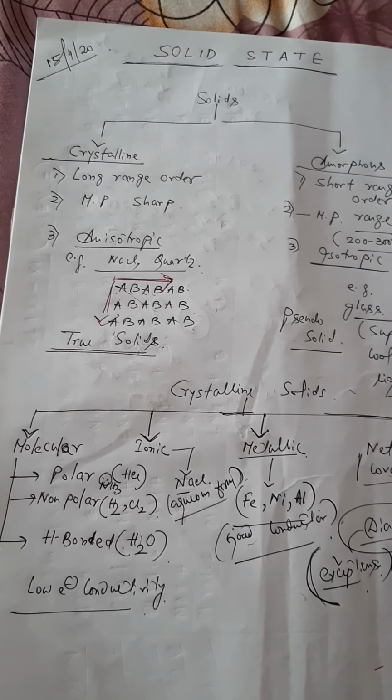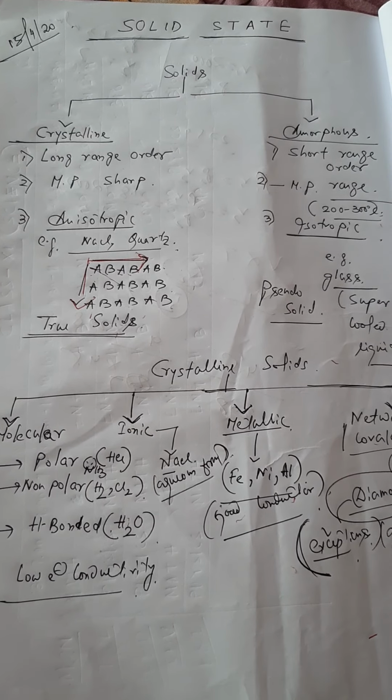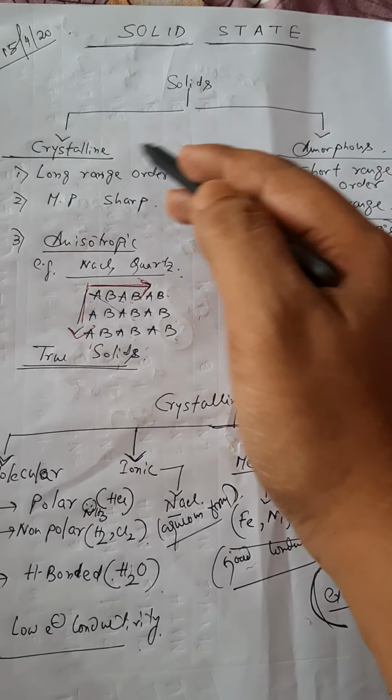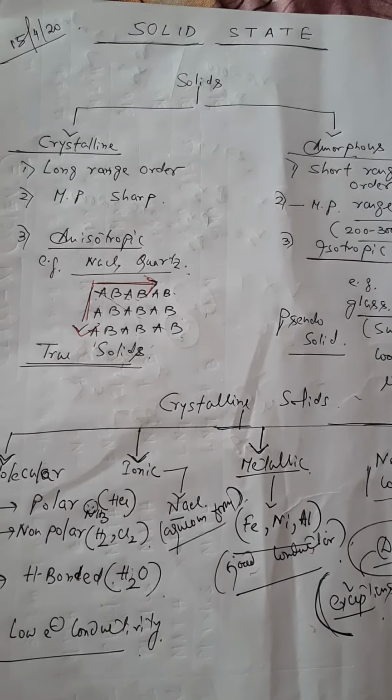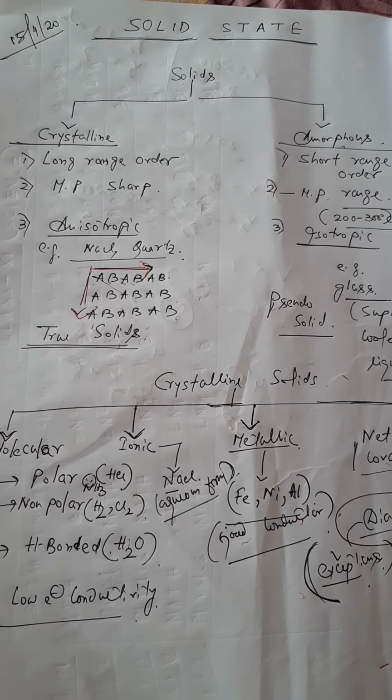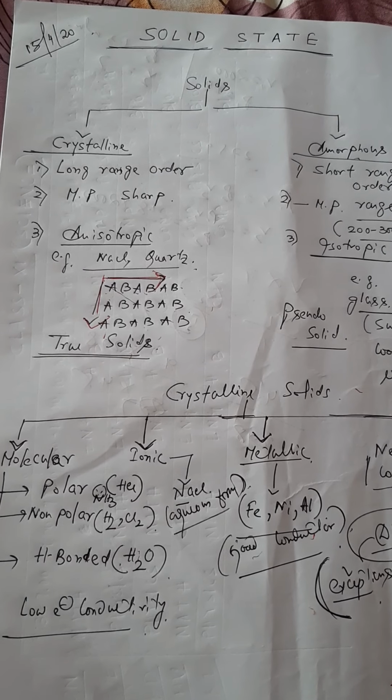Now, the solid can be classified into two forms. One is crystalline solid, another one is amorphous solid. What is crystalline solid? Crystalline solid means the solids which are true solids.